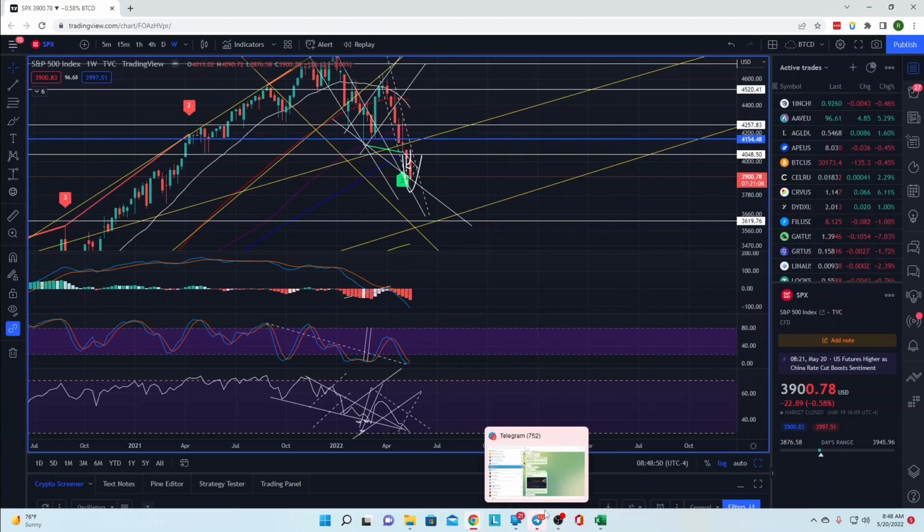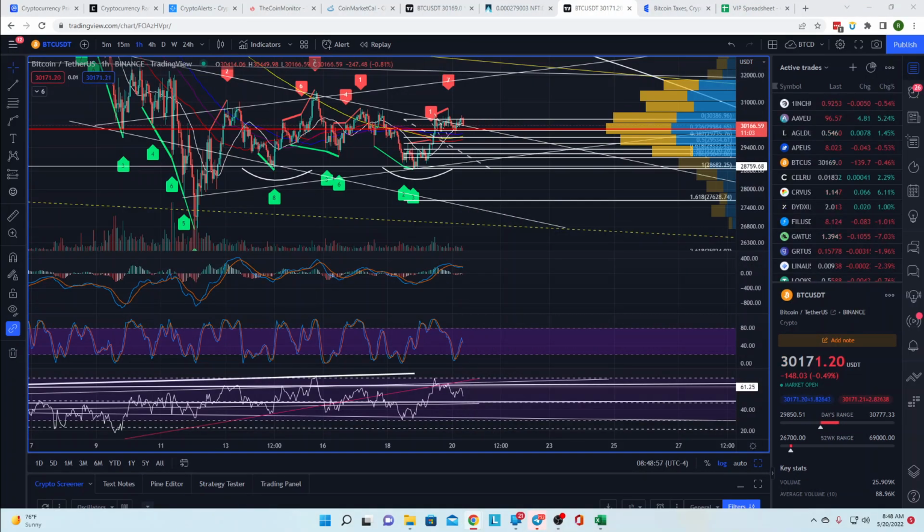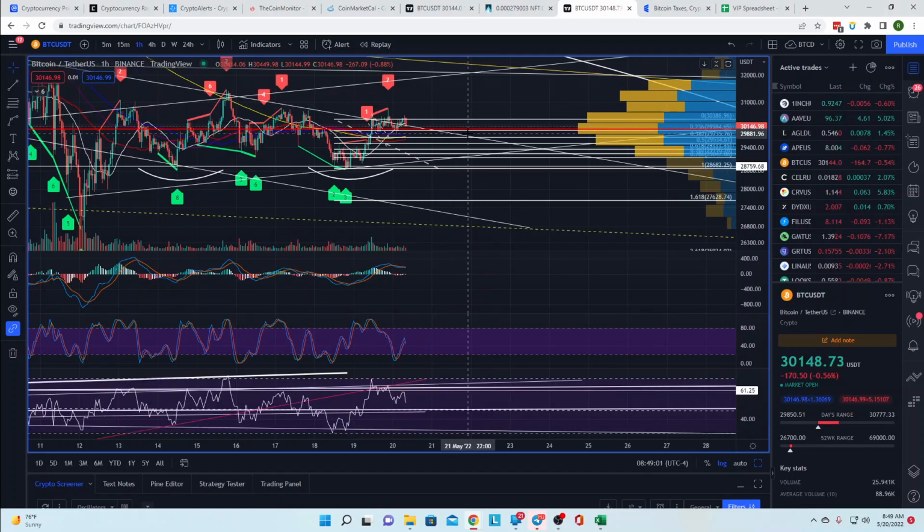So yeah, it's got to give back something at some point, and let's look for it to take place before too much longer. Let me get the SPX back out of here. Let's get back into Bitcoin and see just how bad things have gotten in the time we're talking.